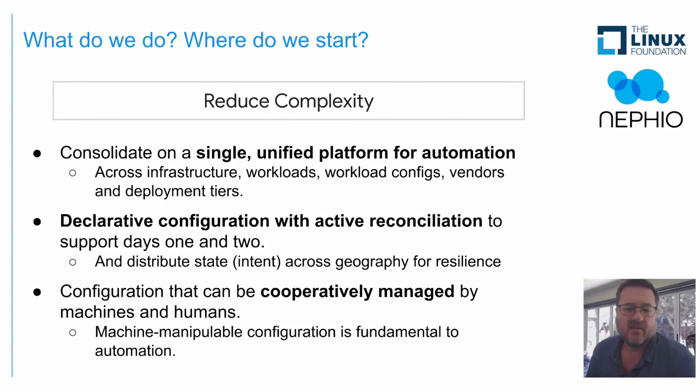So in the last episode we left off right here, where we talked about what our approach is to solving the complexity that we talked about last time. And we talked about three basic principles: a unified platform for automation, declarative management, and this idea of configurations or declarative intent that can be cooperatively managed by humans and machines. So let's drill a little bit in closer.